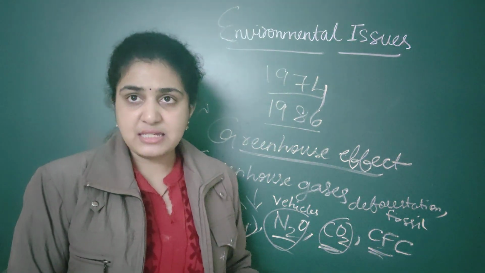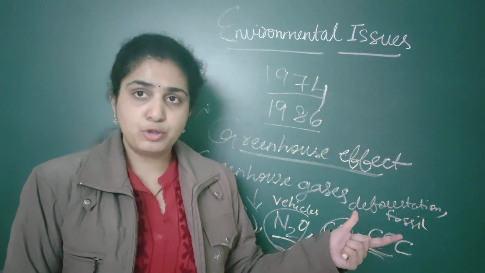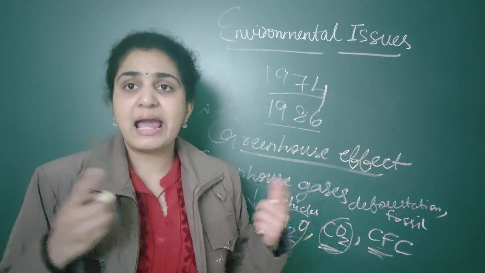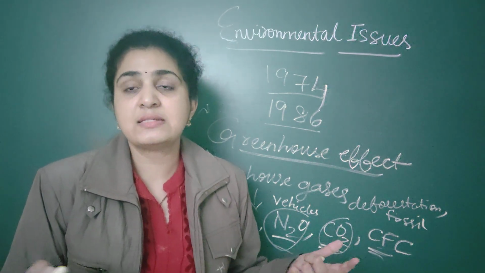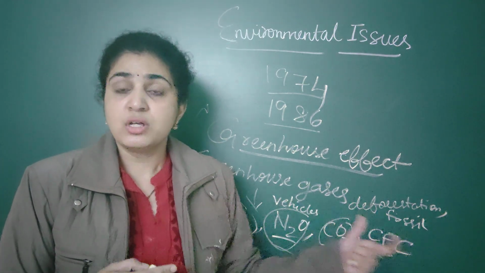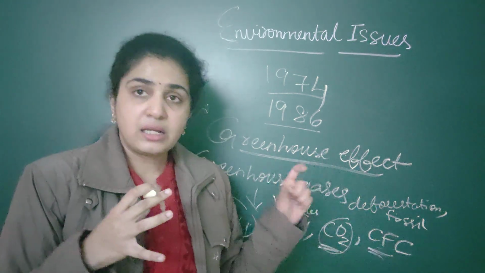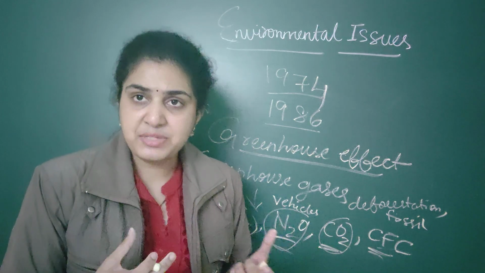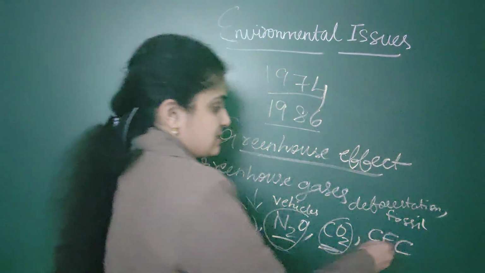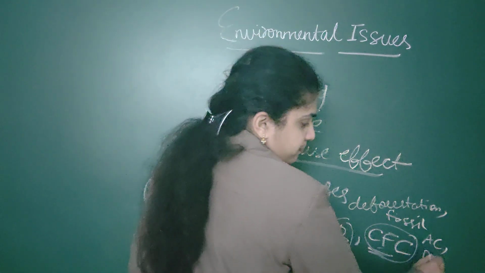Then CFCs. CFCs are chlorofluorocarbons. How are these produced into the atmosphere? You all use air conditioners in your homes, ACs, or numerous refrigerators. These all release a special substance into the atmosphere that is called chlorofluorocarbons. So from ACs as well as refrigerators.